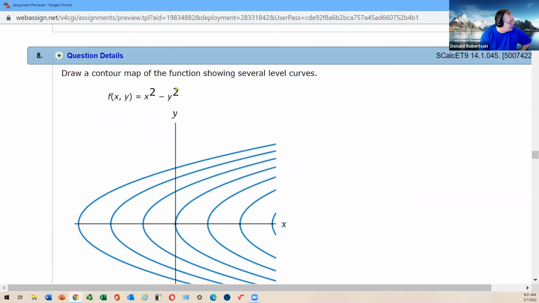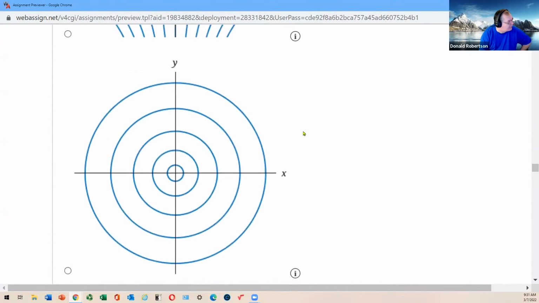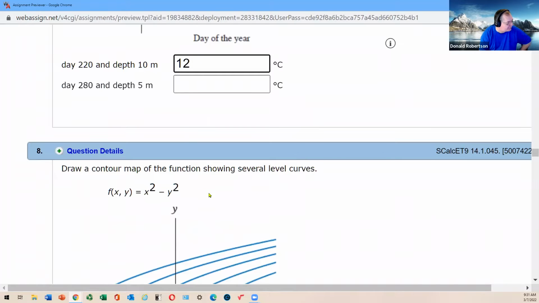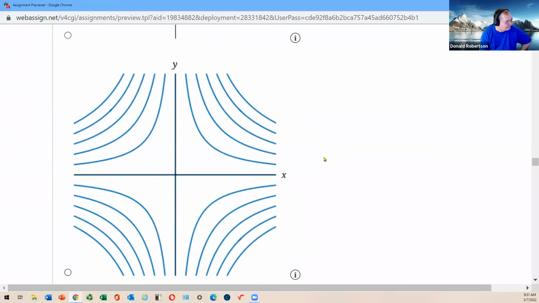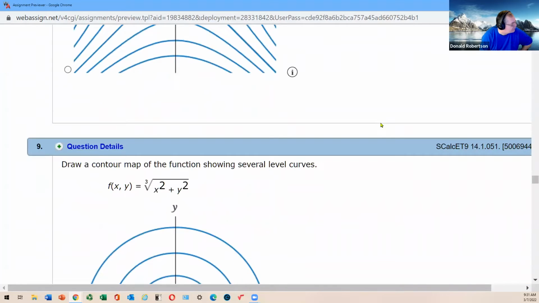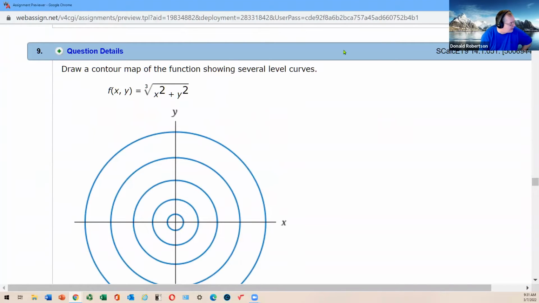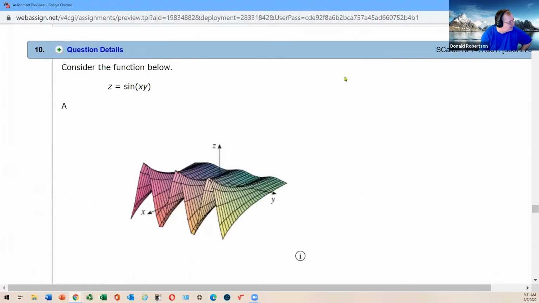Well, here is one. It says draw a contour map. And there are 4 options. Wouldn't you go to that piece of software, type that function in, and one of these would be the one you would pick? I think it was this one, wasn't it? Yeah. So you'd pick that one. I'm pretty sure it was. Plug that in, and just pick the picture.